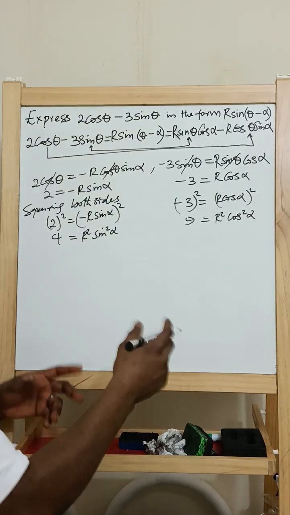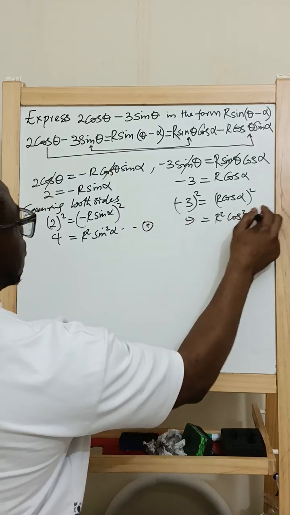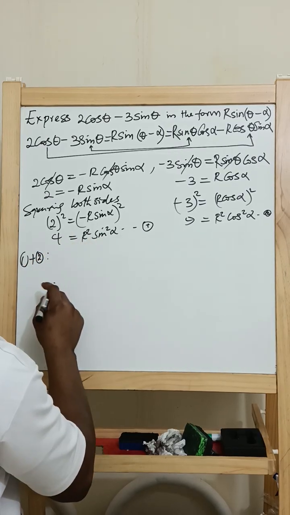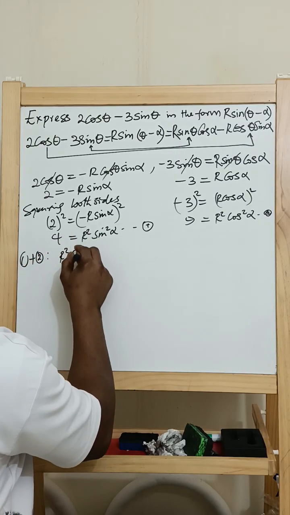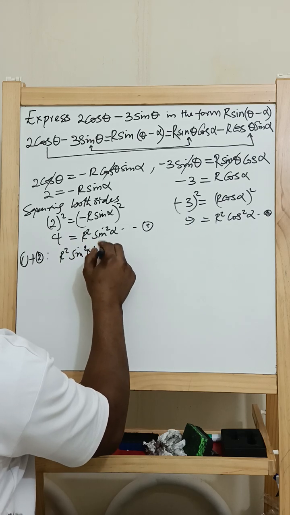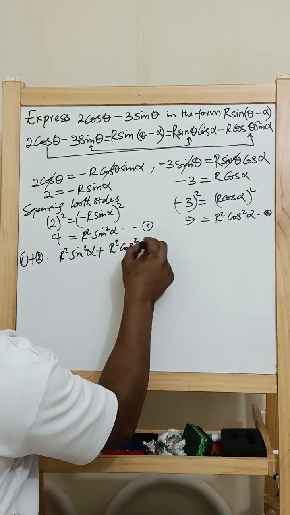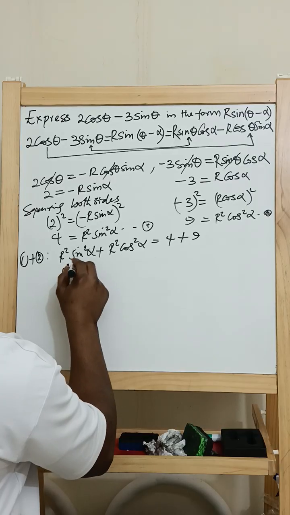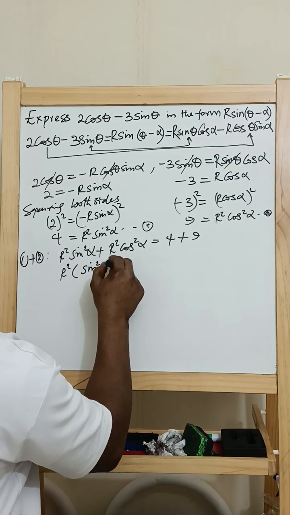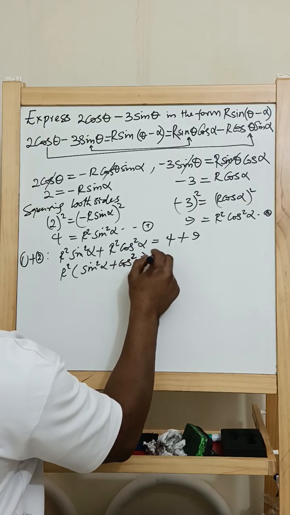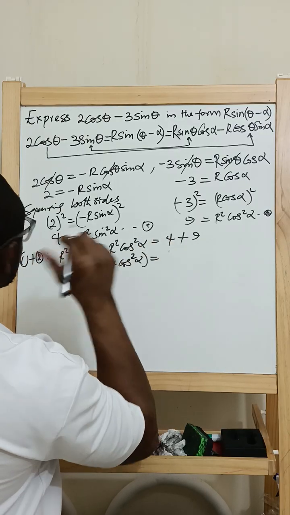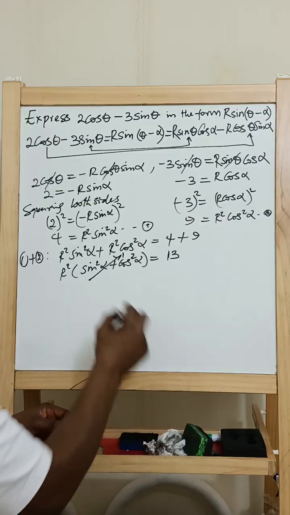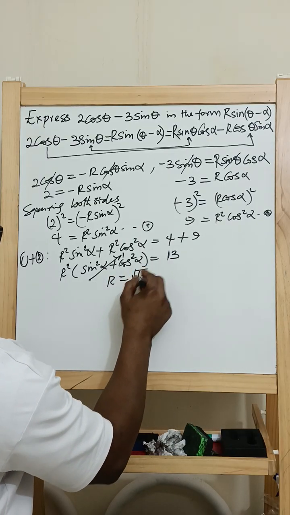So if we add the two together, let's say this is 1 and this is 2, so we say 1 plus 2. That will be r squared sin squared alpha plus r squared cos squared alpha equals 4 plus 9. So r squared is common, that will be sin squared alpha plus cos squared alpha, and that will be 4 plus 9, that's 13. This is going to be 1, so r is going to be the square root of 13.